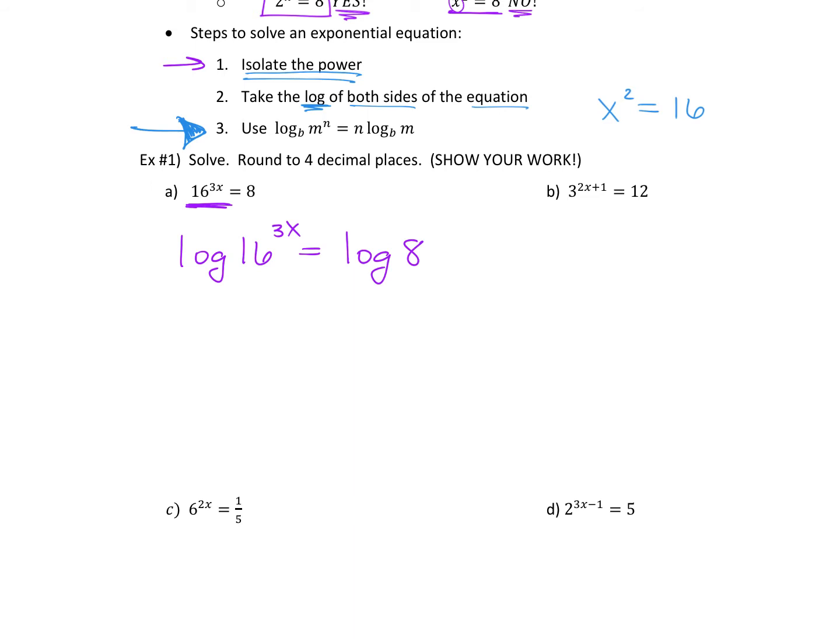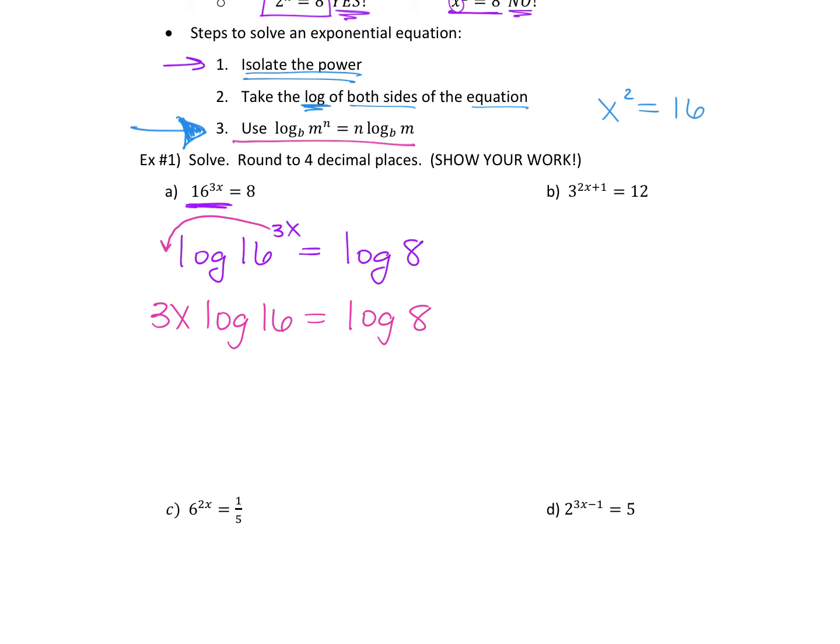Take the log of both sides. Step 3 is apply our property. That 3x needs to go where? Front. Out in front. Okay, so now it's 3x times the log of 16 equals log 8.